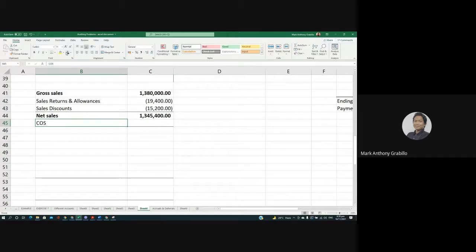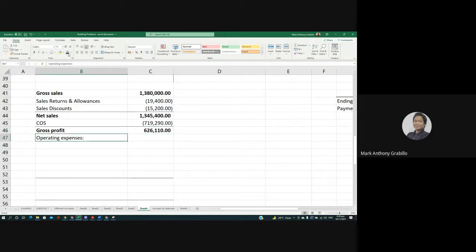So, magkano ang inyong cost of sales, class? 719,290. Less, makukuha natin is gross profit. Magkano ang gross profit? 626,110 pesos. Less operating expenses.